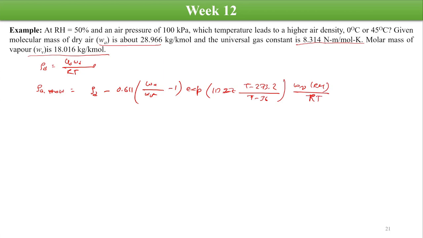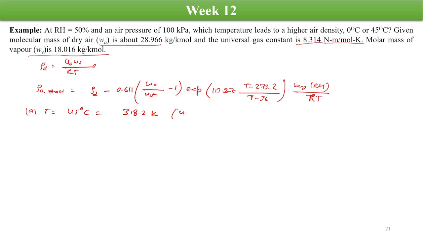So let's calculate number one for T equal to 45 degrees Celsius. That will result in 318.2 Kelvin, right?